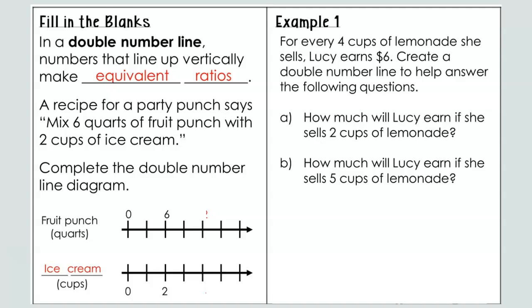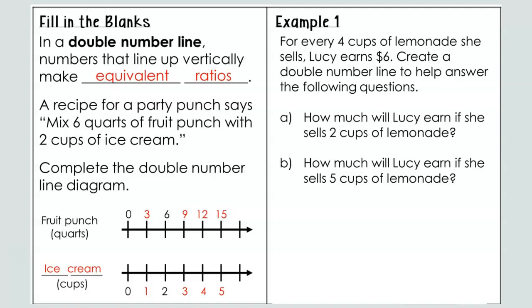So fruit punch is 0, ice cream is 0. That means we don't have any punch. The equivalent ratio is 6 to 2, so when we cut both of them in half, we get 3 and 1 on the number line. We continue using multiplication rules to increase the values from the 3 and the 1.